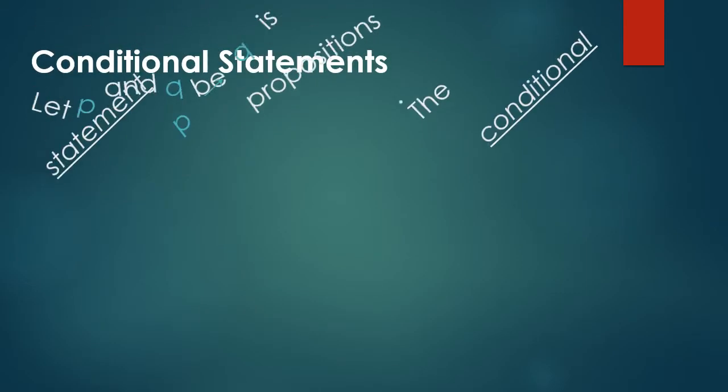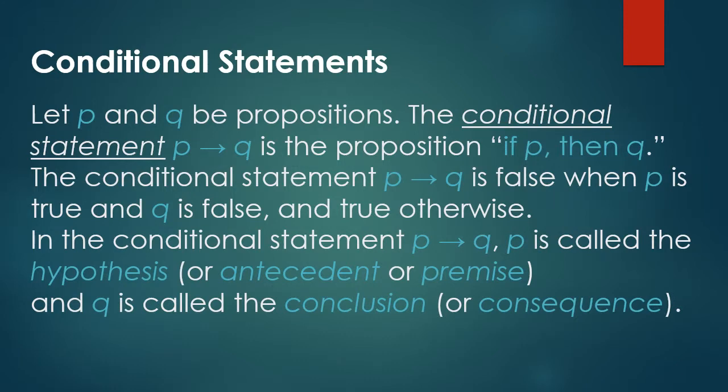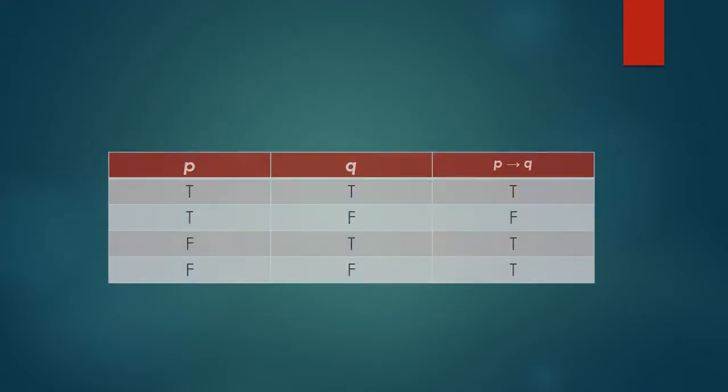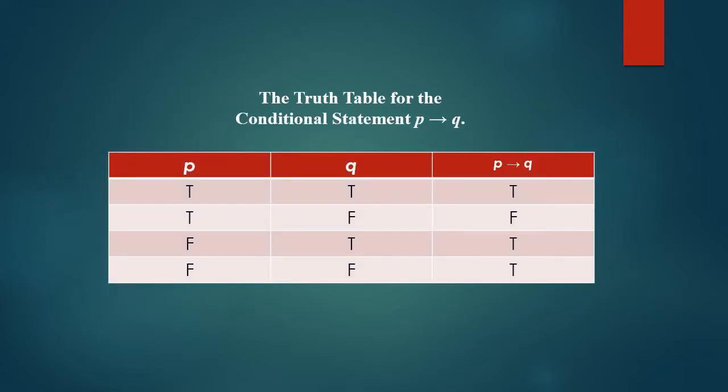Now, let's tackle conditional statements. The definition: let P and Q be propositions. The conditional statement P implies Q is the proposition if P then Q. The conditional statement P implies Q is false when P is true and Q is false, and true otherwise. In the conditional statement P implies Q, P is called the hypothesis or antecedent or premise, and Q is called the conclusion or consequence. And this is the truth table for conditional statement P implies Q.